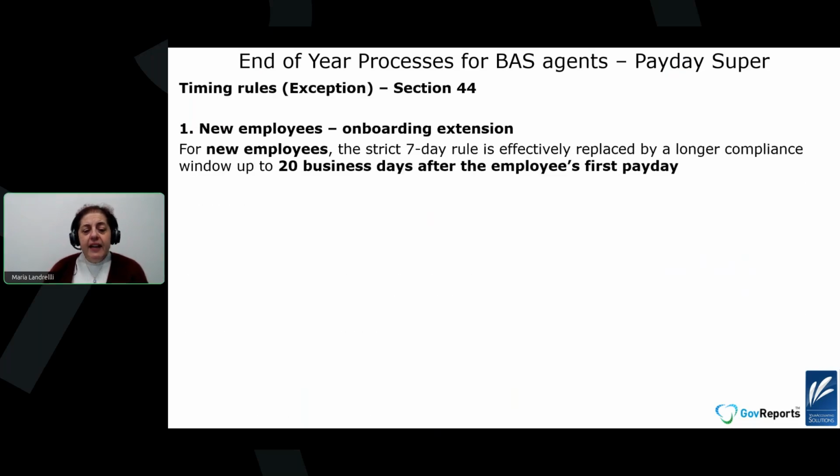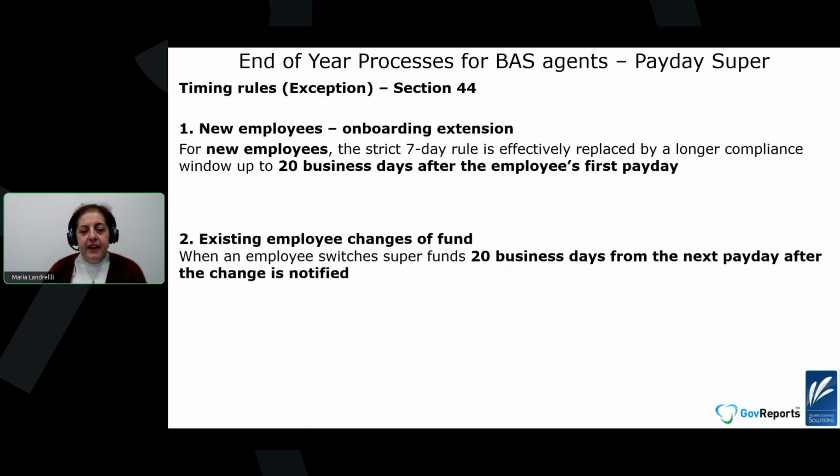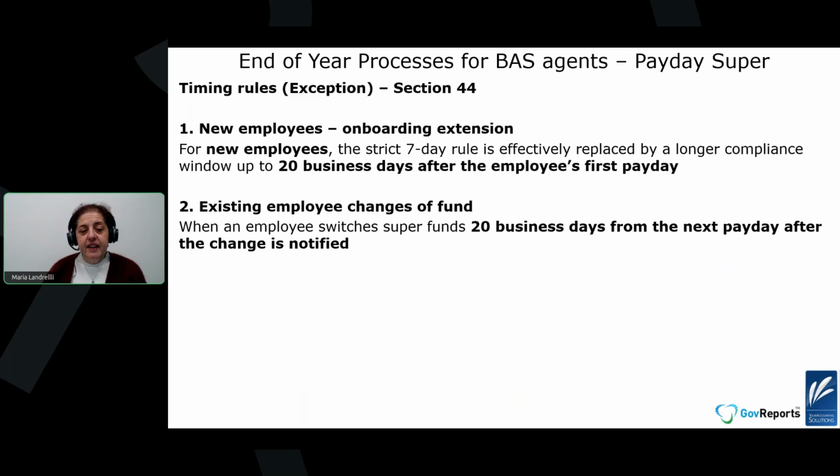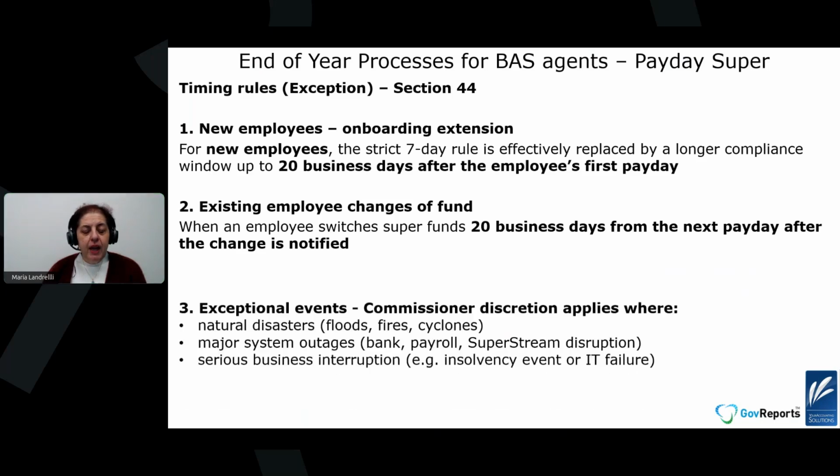There is an exemption to the 7-day rule: you have 20 business days after the employee's first payday. So that is your first exemption. The second exemption is if an existing employee changes fund, you've got 20 days from when they switch to do the next payment, but I don't recommend that you wait, because you want to make sure if there is a problem with the fund, you get the rejection straight away.